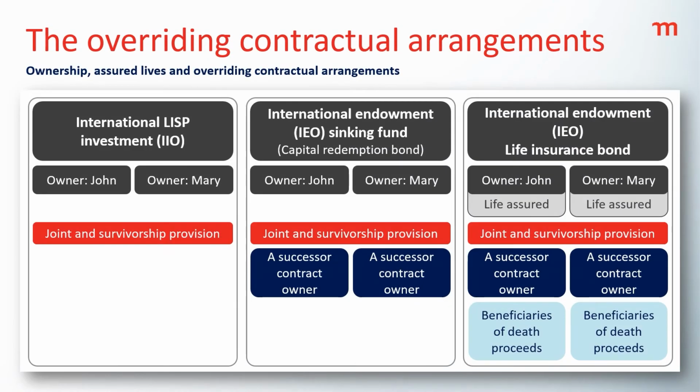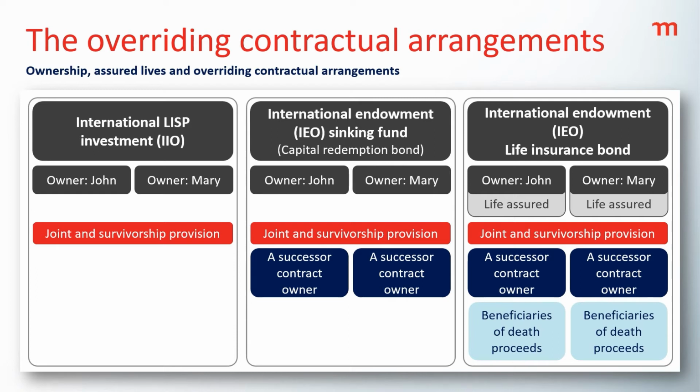From a succession planning perspective, the Momentum Wealth International products offer more structuring options than the flexible investment option on the Momentum Wealth platform. The international investment option allows for joint contract owners, which in turn allows for joint and survivorship between contract owners. The joint and survivorship provision on the international investment option is applicable to all contract owners and not only between spouses.